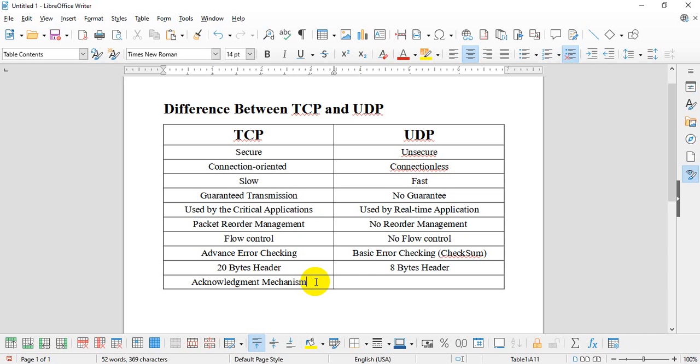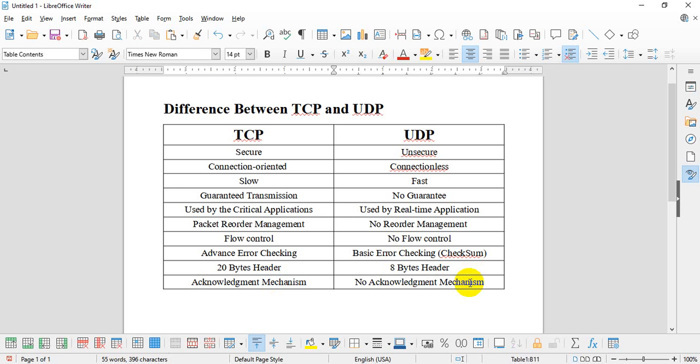A positive acknowledgement is a positive response that I have received the message. Negative acknowledgement means that the message sent from the sender side is not received by the receiver. So TCP has the acknowledgement mechanism, but here in UDP we have no acknowledgement mechanism. That means the receiver will not send any acknowledgement message to the sender, whether it receives the packet or not.